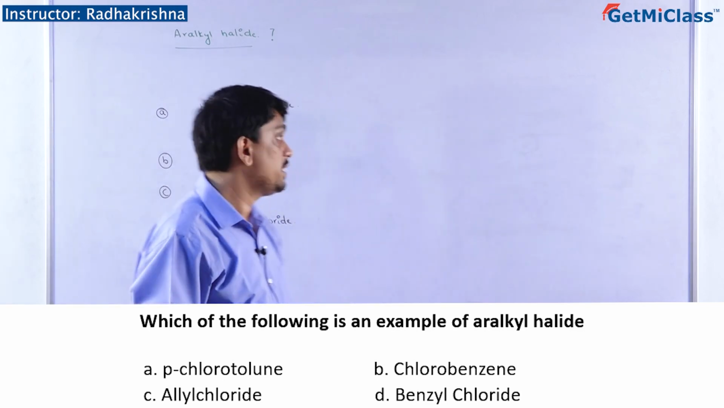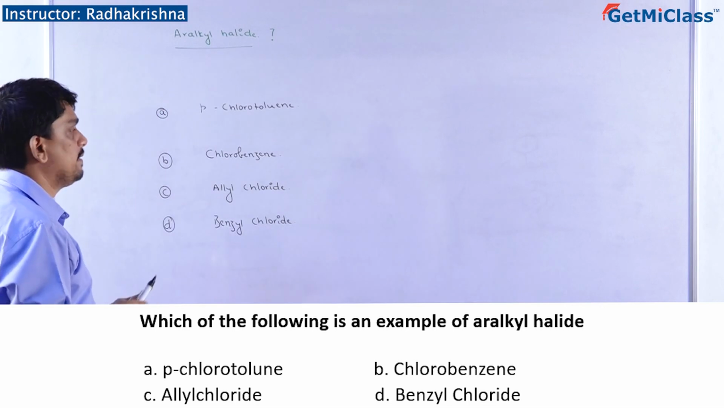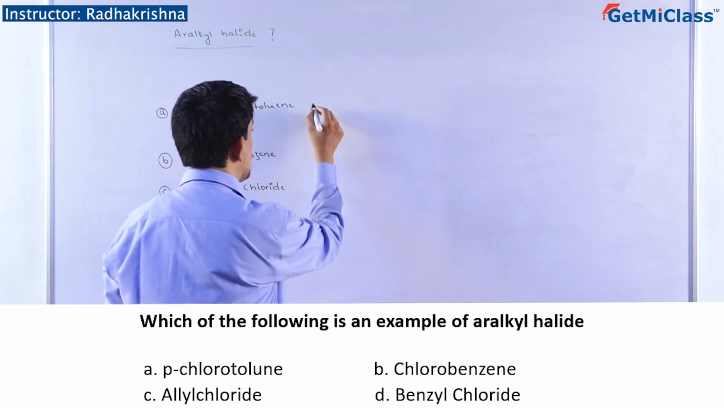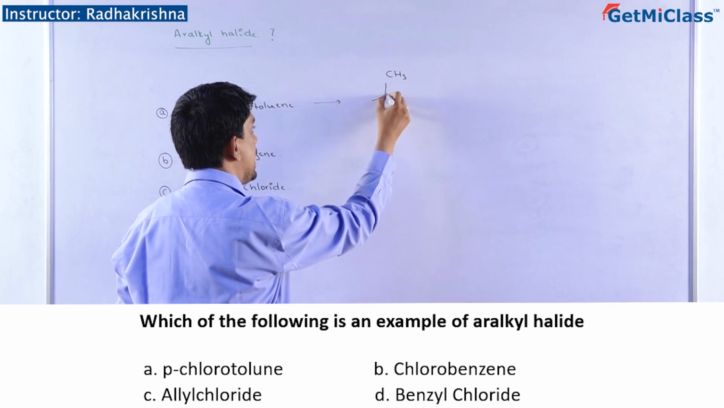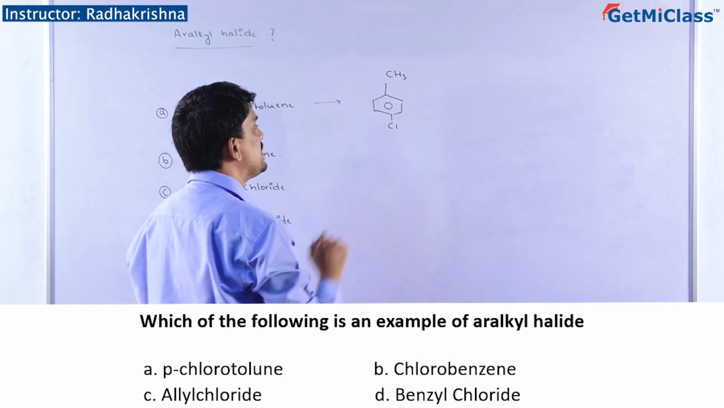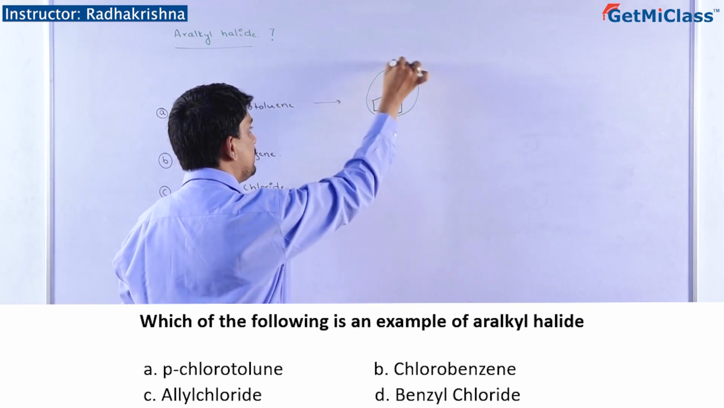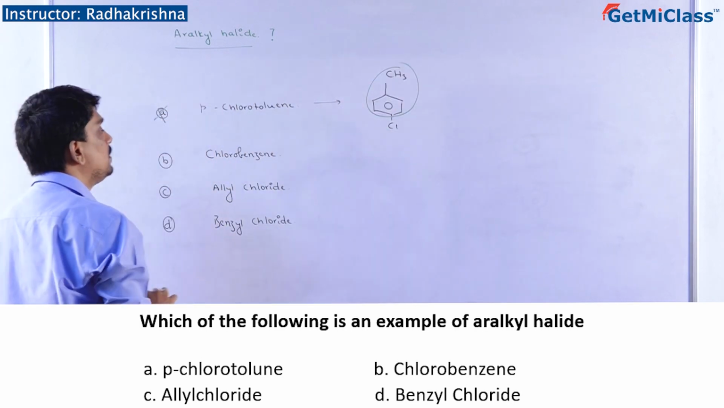Students, look at the question. They are asking here, which one is aralkyl halide? Let's take up option para-chlorotoluene. I know toluene is methyl benzene. At para, let me show you chlorine. I know this is aryl halide. This is aryl halide, cannot be the answer.